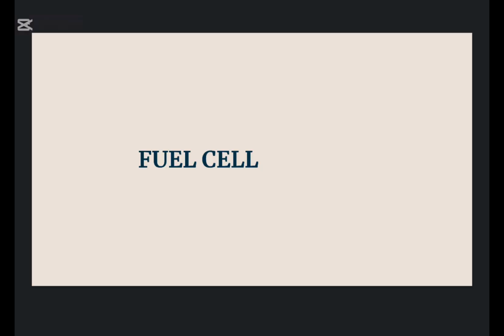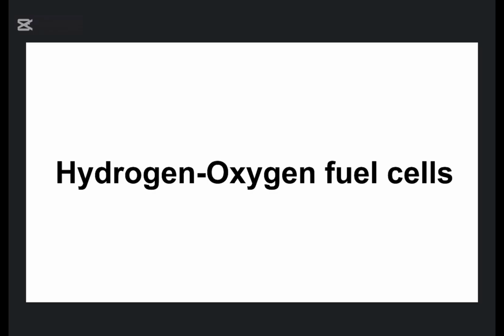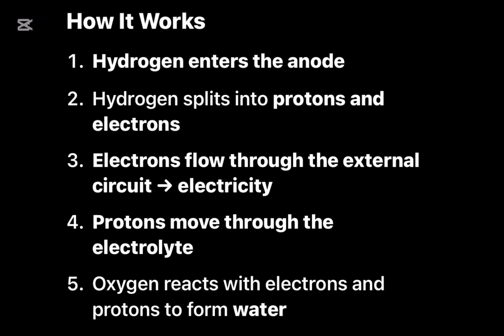Now let's talk about fuel cells. What are fuel cells? Definition: a fuel cell is a cell that produces electricity continuously using a fuel and oxygen. Unlike normal batteries, fuel cells do not run out as long as fuel is supplied. The most common fuel cell is the hydrogen-oxygen fuel cell. Now, here is how the hydrogen-oxygen fuel cell works.